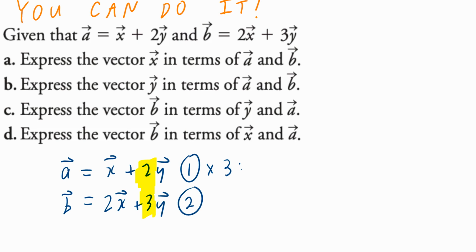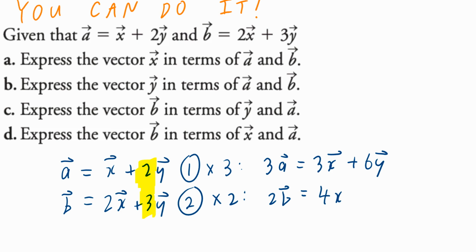This means it's going to give you 3 times A, which is 3A, 3 times x, which is going to be 3x, 3 times 2y, which is going to be 6y. Likewise, if I look at the second equation, I'm going to multiply this by 2. 2 times B is going to be 2B. 2 times 2 is going to be 4x. And of course, 2 times 3y is going to be positive 6y.